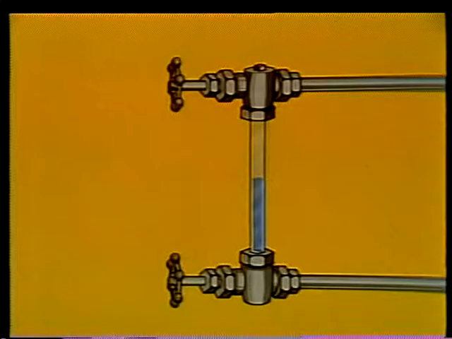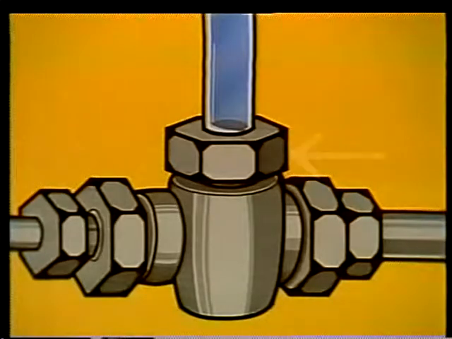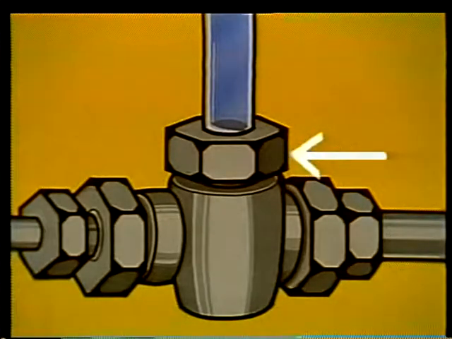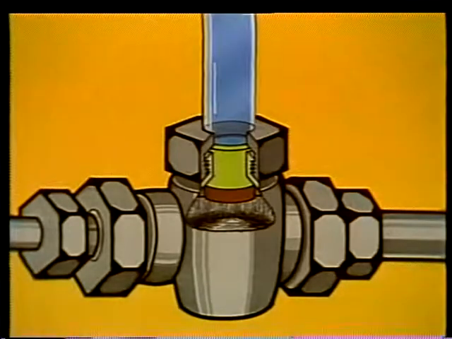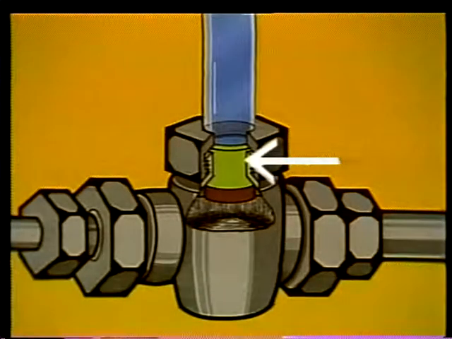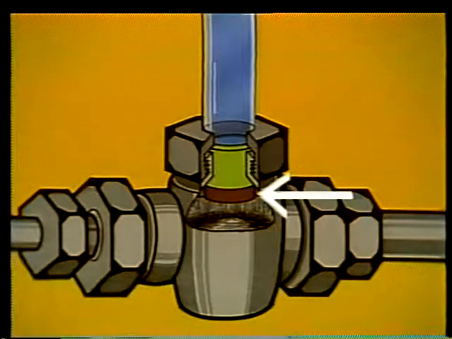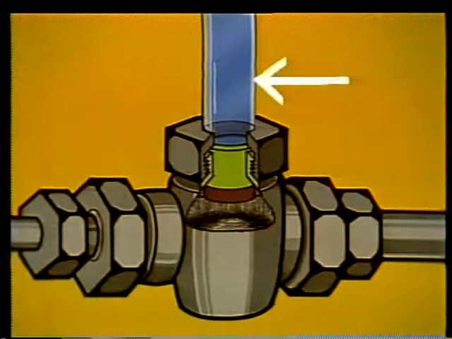We'll begin with the procedure for replacing the glass in a tubular glass gauge. The parts we'll be seeing are the retaining nut, the gland, the seals, and the tubular glass. Read the manufacturer's manual and make sure you're familiar with these parts before you start working.